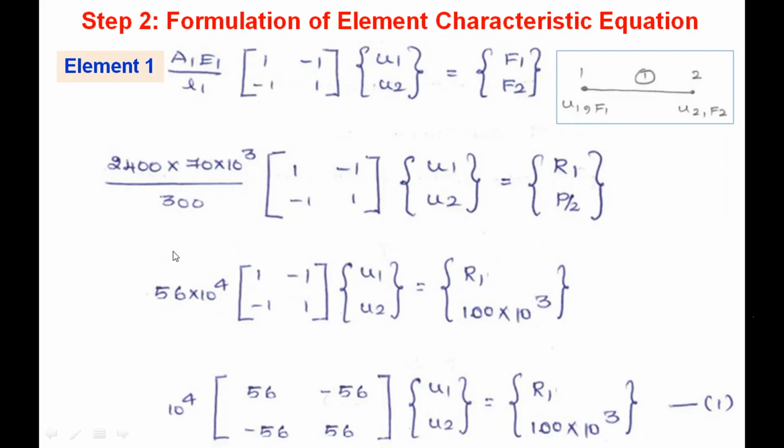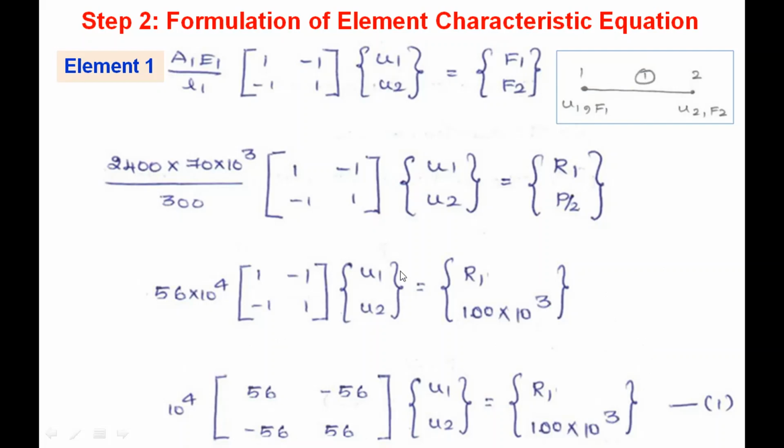Now after substituting the value, we are reducing it. So we are getting 56 into 10 power 4, and the right hand side P by 2 is 100 into 10 power 3. We have to assemble the element equation. So that is why we are taking this 10 power 4 alone as a common term and multiplying this 56 inside this stiffness matrix. So you will get 10 power 4 [56 -56; -56 56], U1 U2, R1 100 into 10 power 3. So this is the element characteristic equation for the element 1.